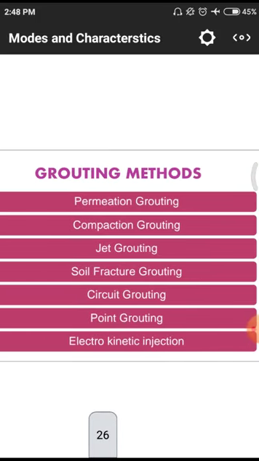And what are the different grouting methods they are utilizing? First of all, they are utilizing permeation grouting, and second one is compaction. Third one, Z grouting. Fourth one, soil fracture grouting. Fifth one, circuit grouting, point grouting, and electrokinetic injection. Totally, there are 7 kinds of grouting techniques.